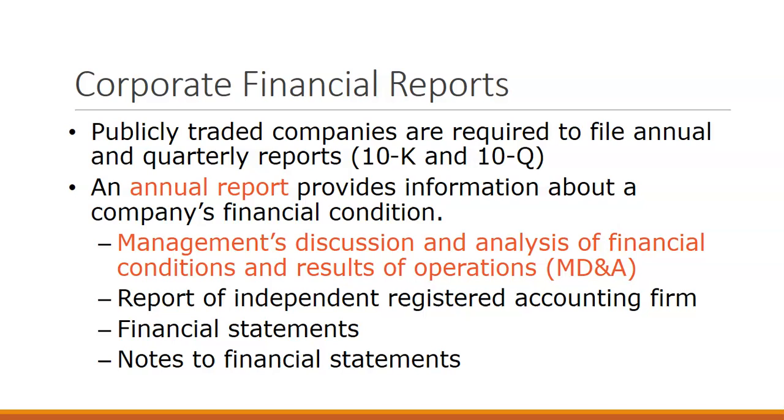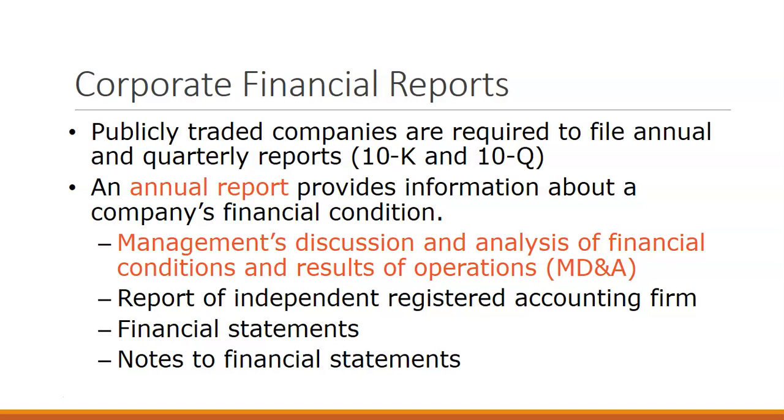A company's financial reports: publicly traded companies are legally required to file annual and quarterly reports. Their annual report has a lot of information besides their financial statements. So it has to include the management's discussion and analysis of financial conditions. So this is an item where the manager signs off on the financial statements in the report and says that they certify that they are aware of everything that's been printed in the financial statement.